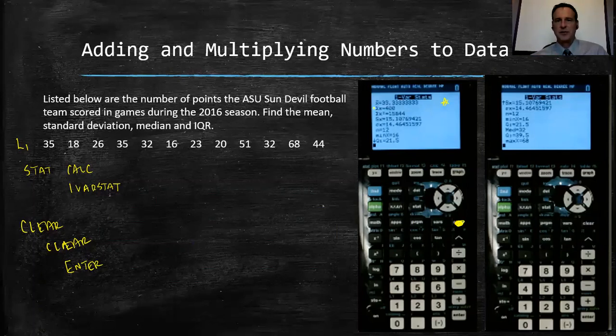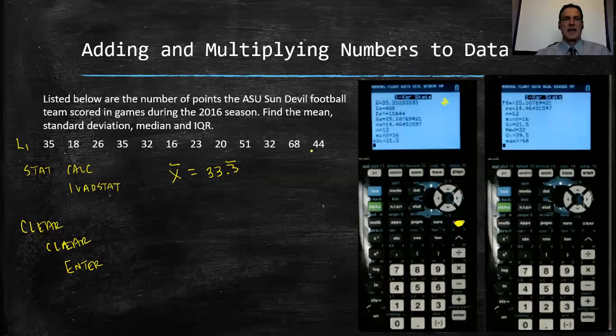Okay, so notice what I have here. I have a couple things. First thing is I have an x-bar, that is my mean. I don't have to write out the word mean. I can just say, hey, this is 33 and 1/3, and that is the average number of points this team scored during the 2016 season, okay?